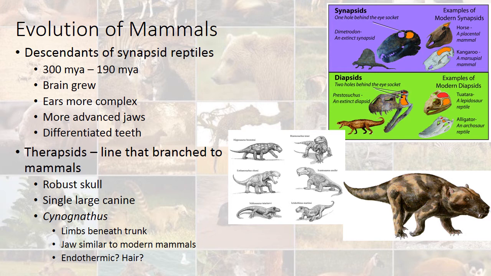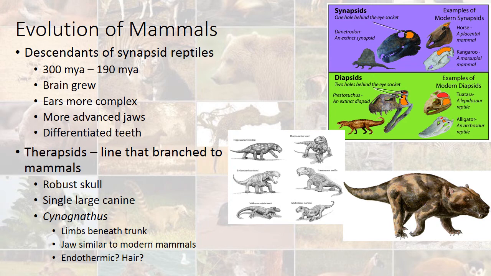The specific group of synapsid reptiles that branched to mammals is called the therapsids. They had a big, robust skull. They had a single large canine. So if you look at these guys over here, these are what we think therapsids looked like. You can see they have that big canine tooth.